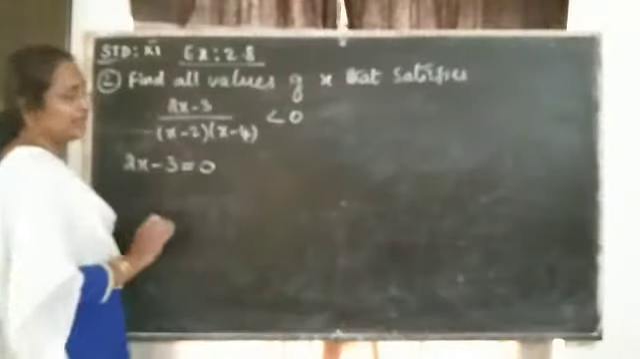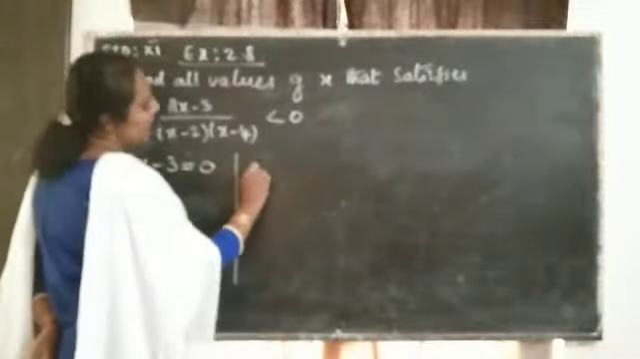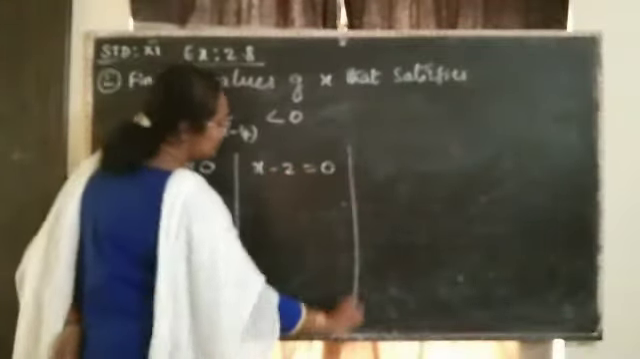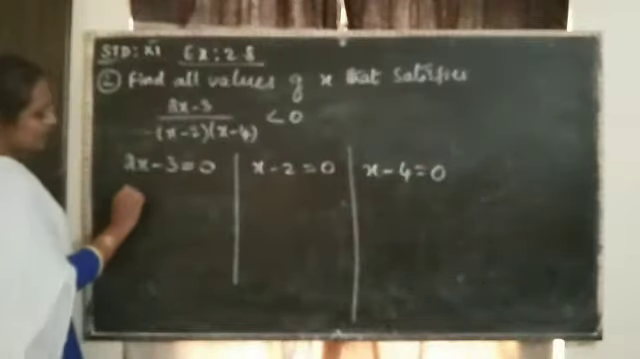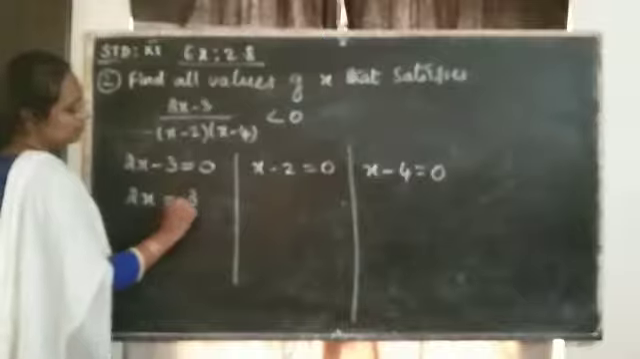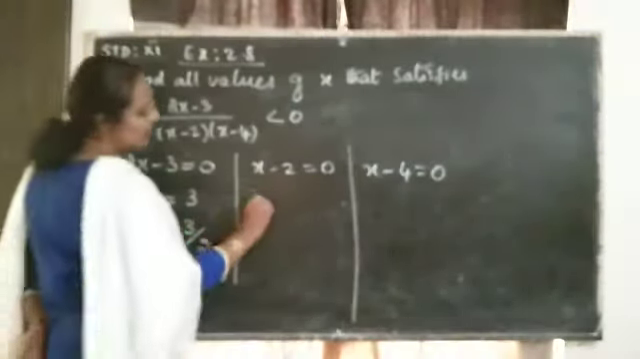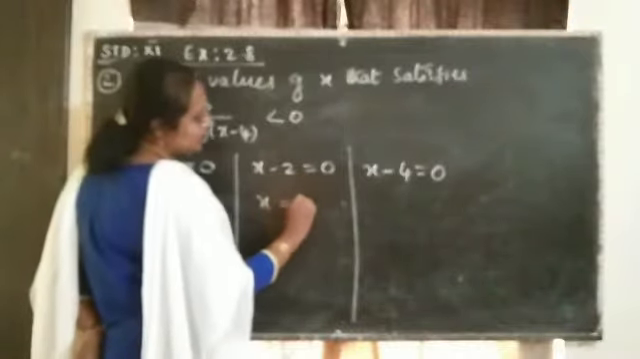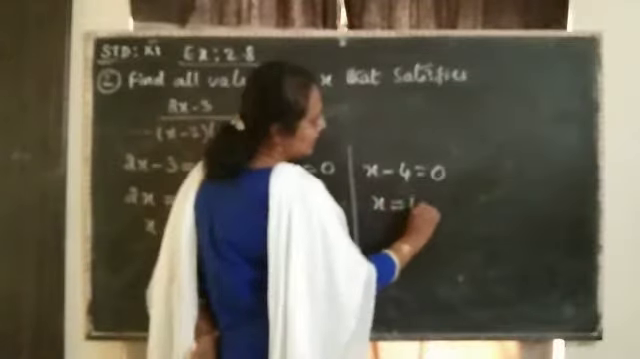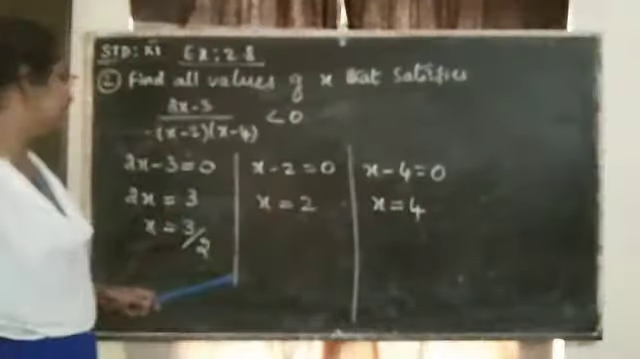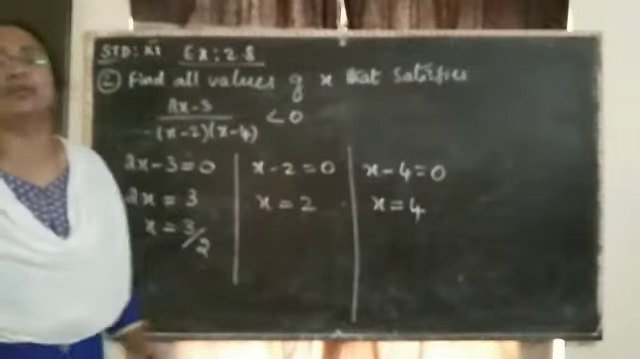Apart from this inequality, we are going to assign the values 2x minus 3 is equal to 0, x minus 2 is equal to 0 and x minus 4 is equal to 0. So now what are the values? 2x is equal to 3, so x is equal to 3 divided by 2. Now again x minus 2 is equal to 0 means x is equal to 2. Now x minus 4 is equal to 0 means x is equal to 4. Now look into the critical values: x is equal to 3 by 2, x is equal to 2 and x is equal to 4.